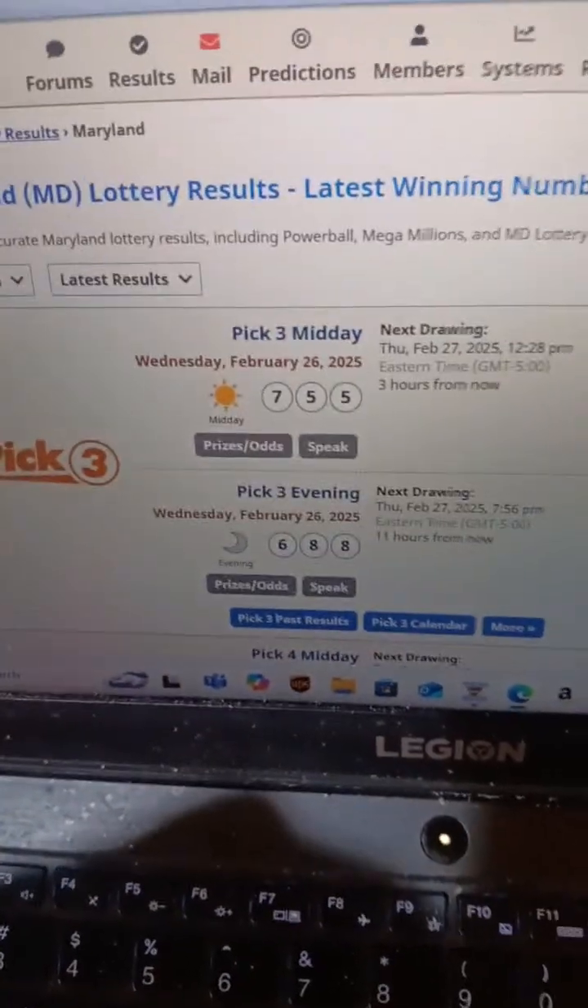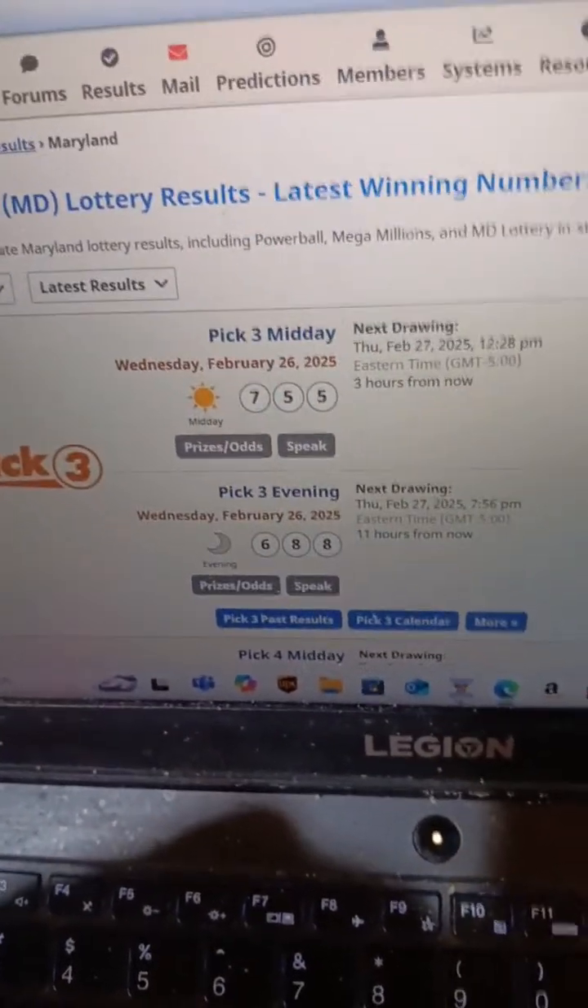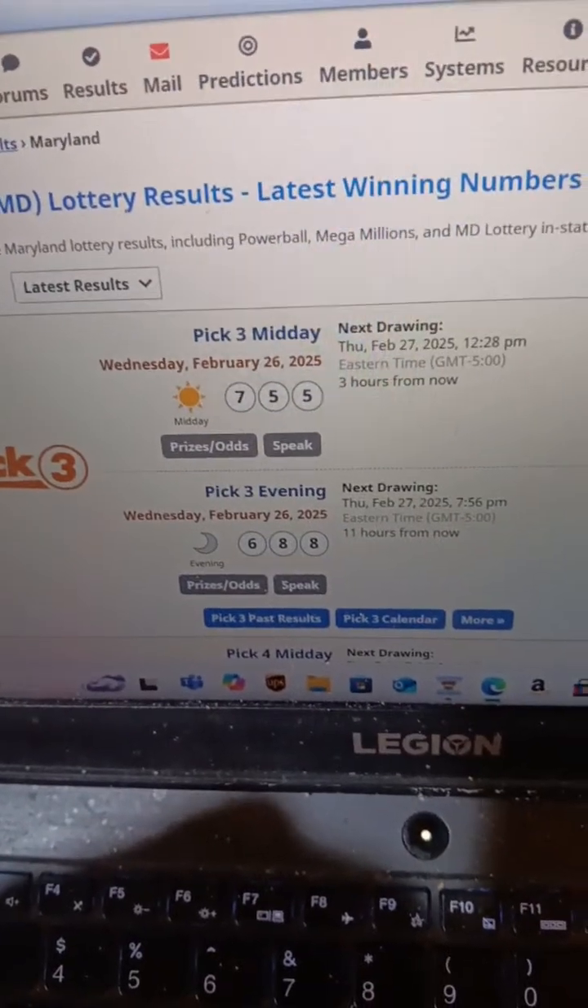Another equation, right? 7 subtract 5. What we got, ladies and gentlemen? We got a 2. Now, what were we left with? Two 5s, right? We didn't mess with those two 5s right there. Now you take the two 5s into the equation.